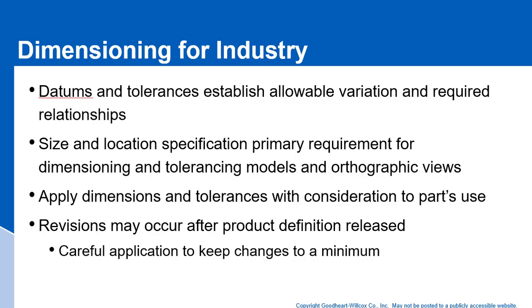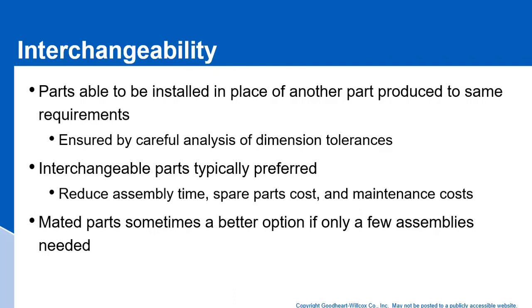Revisions may occur after product definition is released, and we need to be careful with those calculations, because we want to limit the amount of changes that we make in a part that's in production. Now, interchangeability, that is the whole thing. That is the whole key. That's why we use GD&T, because we can buy our parts all over the world. And what would happen is we would bring those parts and they'll fit and work in our assembly if everybody understands GD&T and all those parts are made to those requirements. So interchangeability is an important factor.